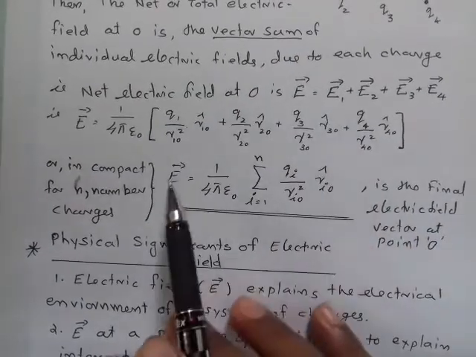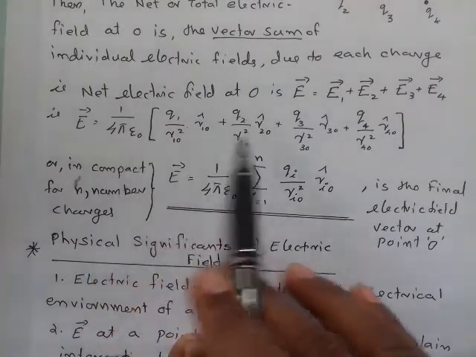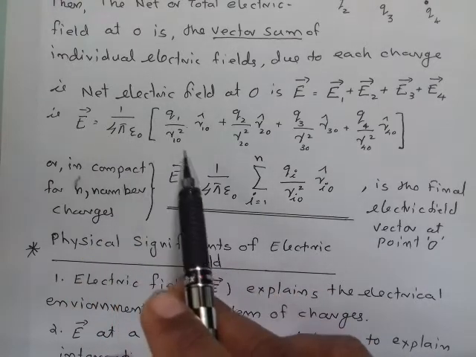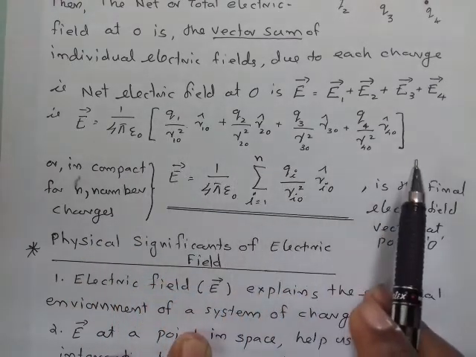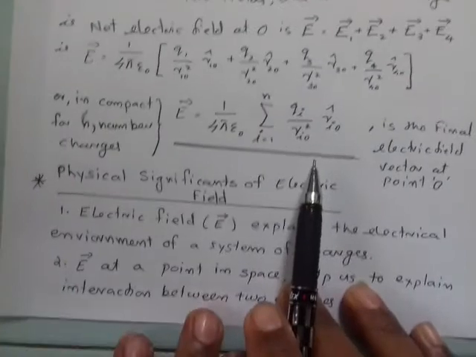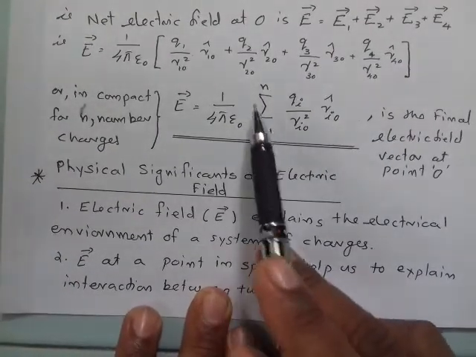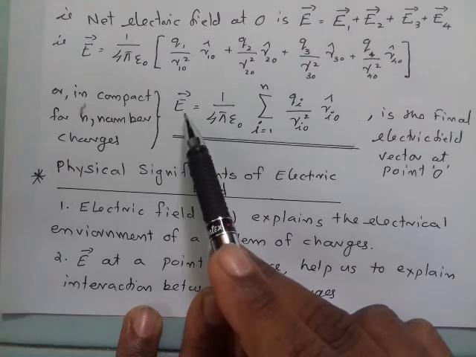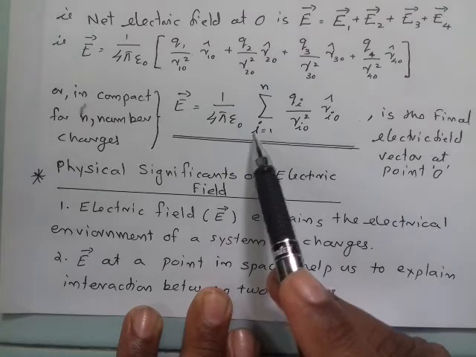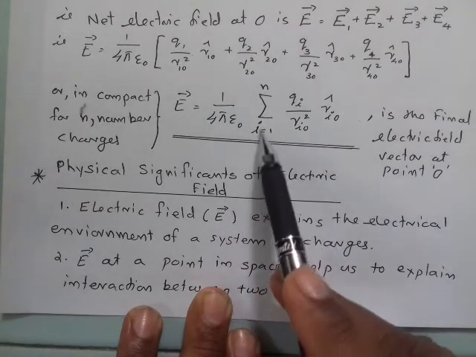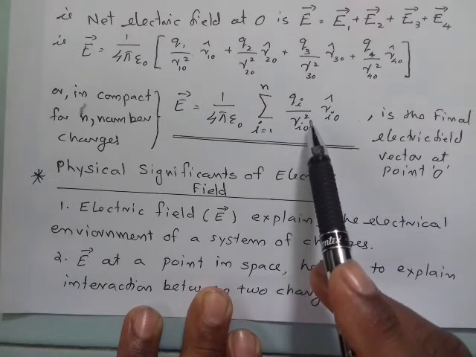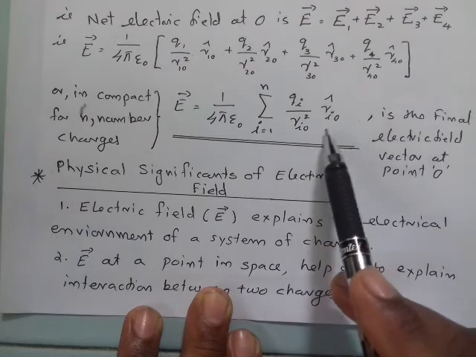We can write the same thing in equation form, taking the common factor, the constant 1 by 4 pi epsilon 0, out, and these terms represent the remaining terms in each term. The same thing we can write in sigma notation: the final electric field at O, vector E, equals 1 by 4 pi epsilon 0 sigma i changing from 1 to n, qi divided by ri0 square into r cap i0.